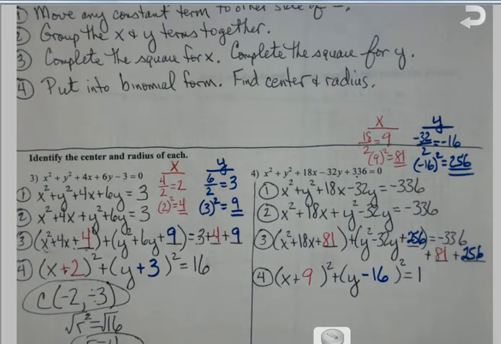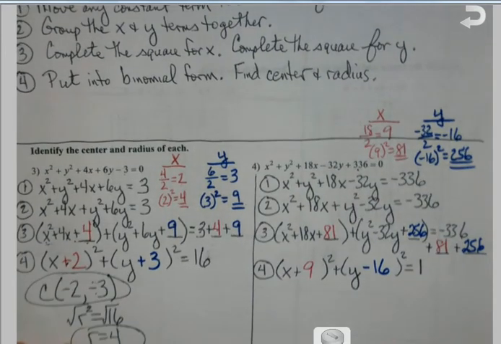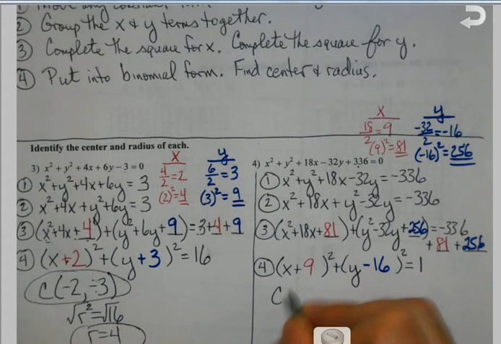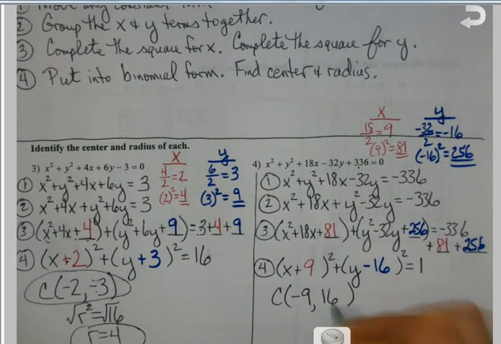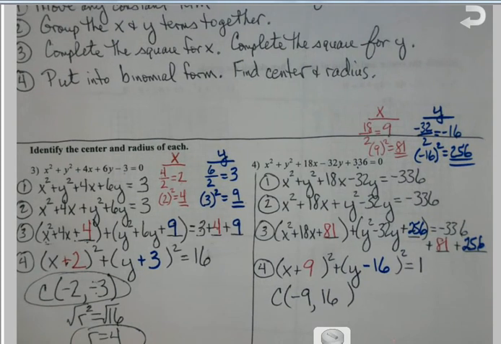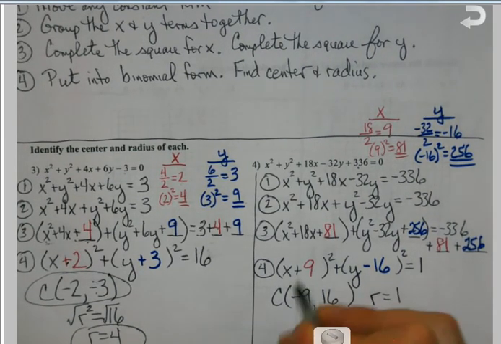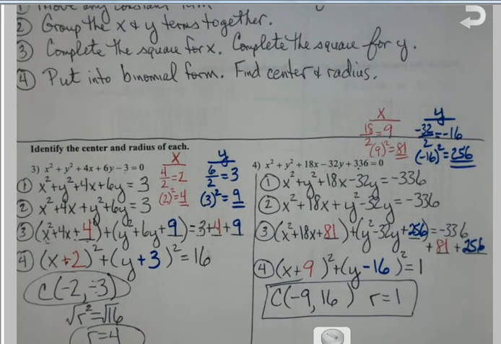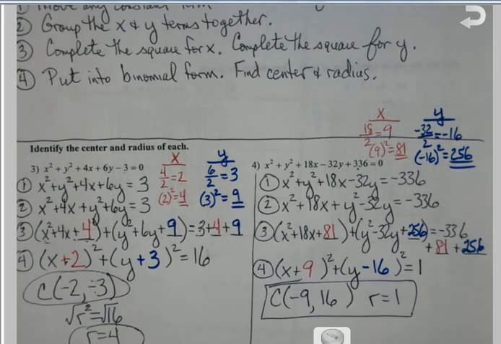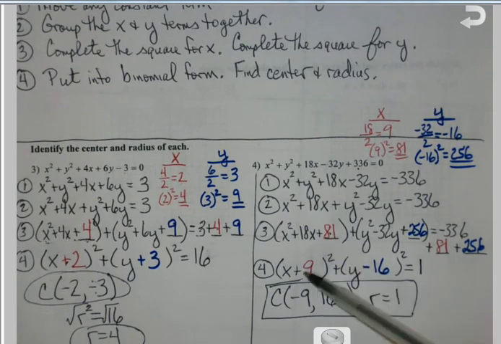And now it's in its general conic form. And now I'm ready to say, okay, my center is negative 9, positive 16. And my radius is just the square root of 1, which is 1. I've got everything I need. And basically, if you're feeling comfortable with steps 3 and 4 at this point, you've got completing the square down, even if you missed that yesterday, because that's basically what we were doing.